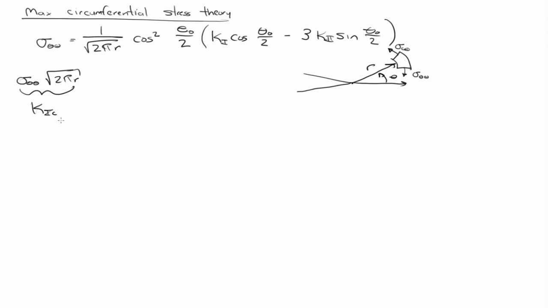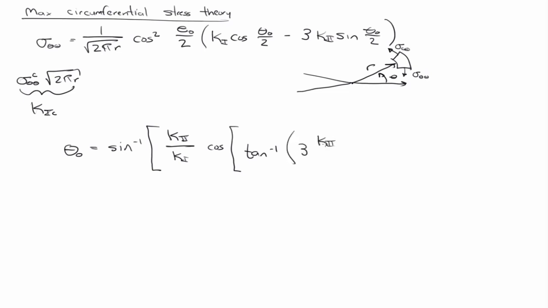So if we then solve this equation for the angle theta in terms of everything else, it's not pretty, but you can evaluate it on a computer. Right? So K1C is a material property. We measure it in a lab.